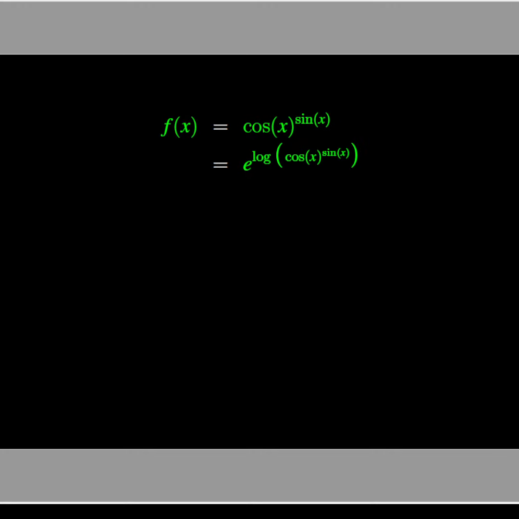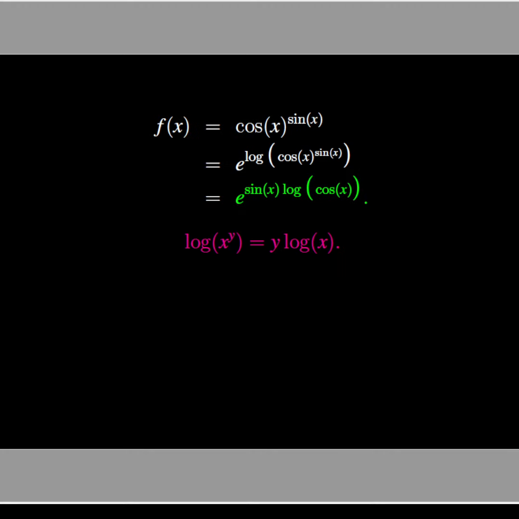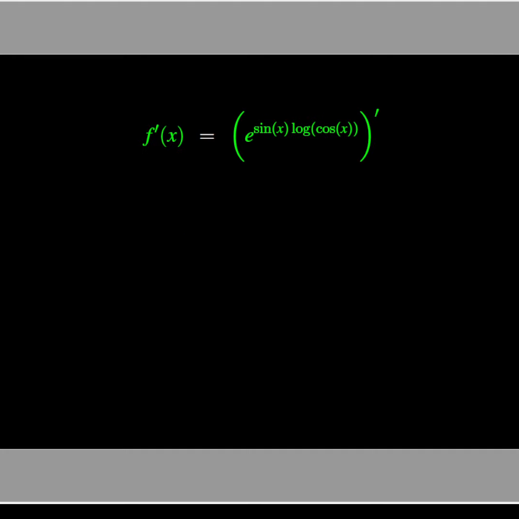In sum, we express f of x as the exponential of the logarithm of cosine of x to the power sine of x. Using the properties of the exponential and the logarithm, remark that f of x equals the exponential of sine of x times the logarithm of cosine of x. Actually, we are using the fact that the logarithm of x to the power y is equal to y times the logarithm of x. Now, we can take the derivative of both sides and use the chain rule.